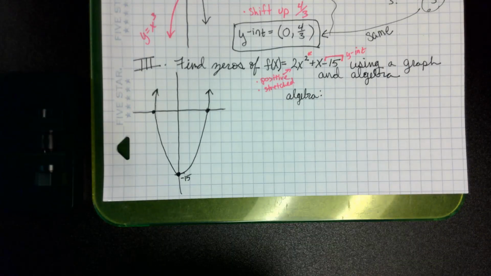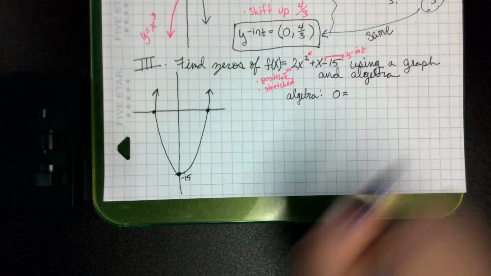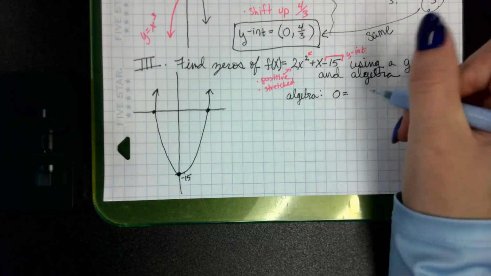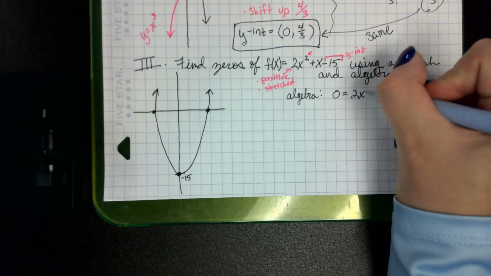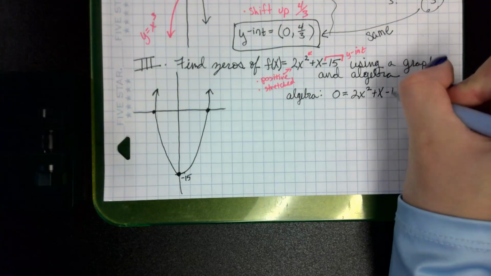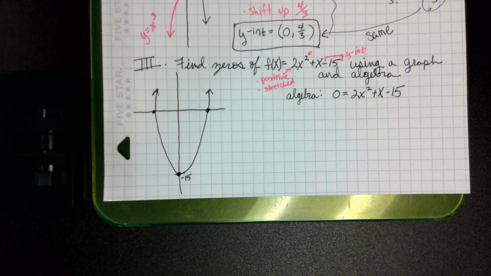So if we're finding zeros or x-intercepts, that's when the y value is 0. So we're going to set y equal to 0, or set the function equal to 0. And then we have 2x squared plus x minus 15. And I'm going to factor this and solve it.